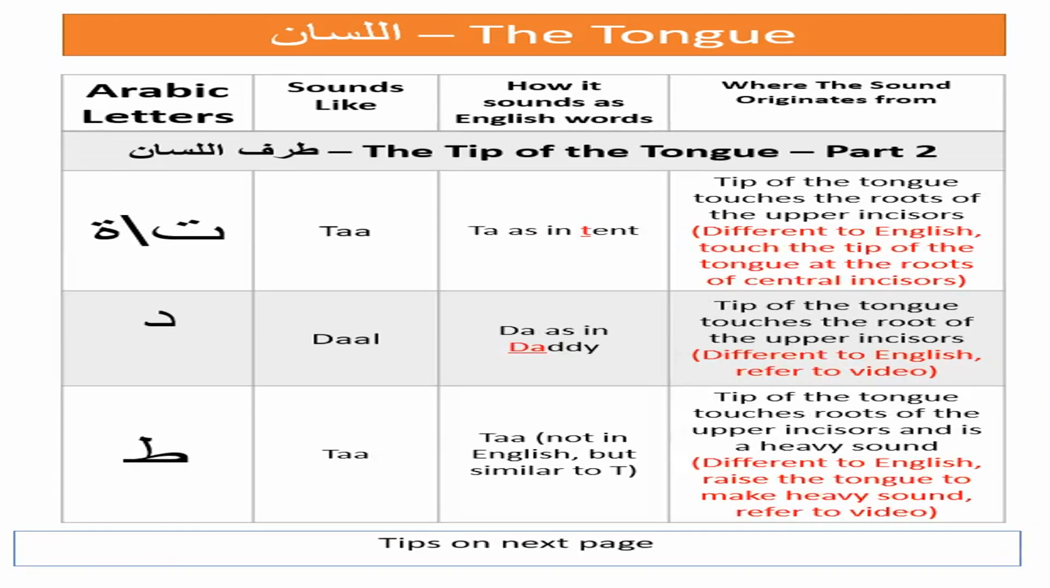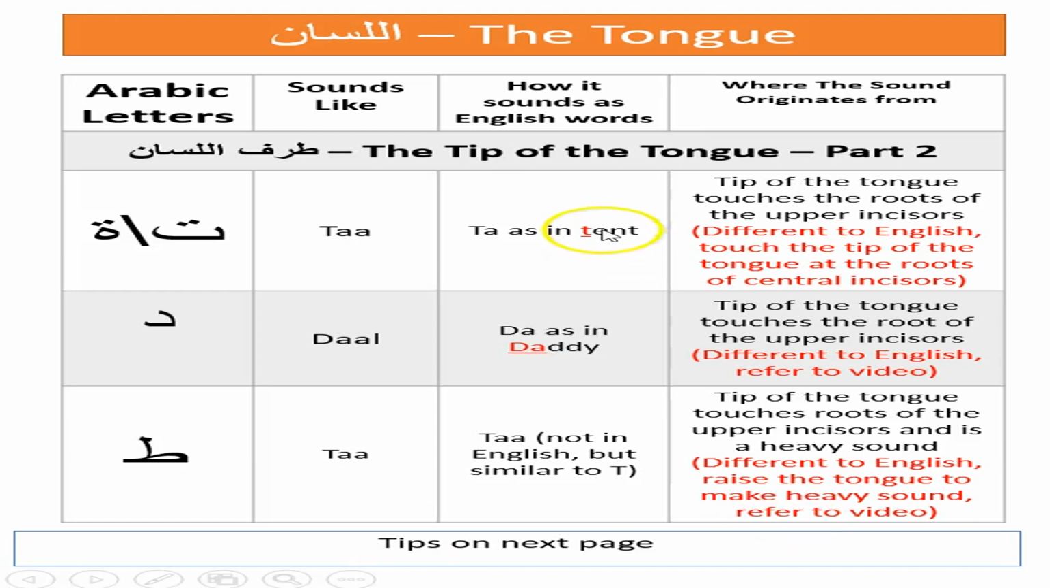So in part 2 of tip of the tongue, now we come a little bit further forward, because the noon is there, the Ra is there. Now we come right to the root of the gums, the root gum of the front upper incisors. So the upper incisors are your front two teeth, the ones that you use to bite an apple or something.